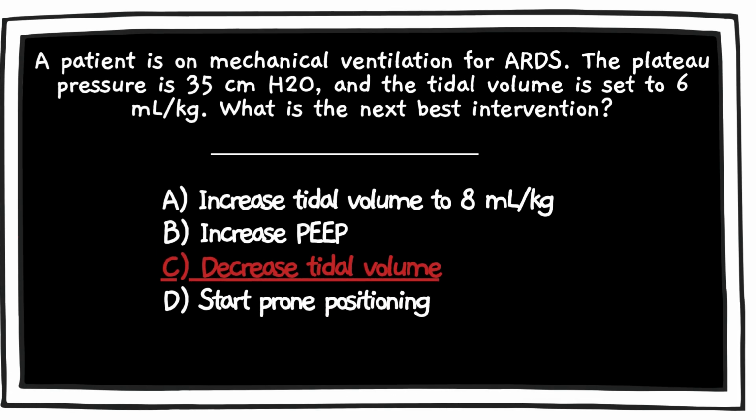And the answer is C. Decrease tidal volume. So usually the recommended therapy for patients with ARDS is to start with a low tidal volume of 6 mLs per kilogram of ideal body weight, and to also maintain a plateau pressure of 30 centimeters of water. So here we see that the plateau pressure is high at 35 centimeters of water instead of 30. So for me, the goal of this answer would be to reduce that plateau pressure. And let's see why this answer is correct.